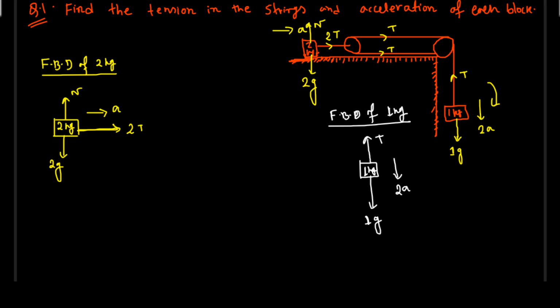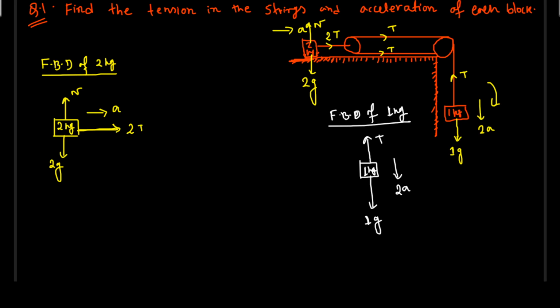Okay, so now what we have to do is write down the force equation, that is the equation of motion. But before writing down the equation of motion, we have to consider an appropriate coordinate system. So here we can see the motion of this 2 kg block is along the x direction, and this is along the y direction, and this is vertical. So we always like to choose the vertical direction as the y axis.